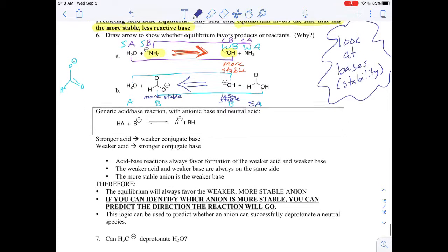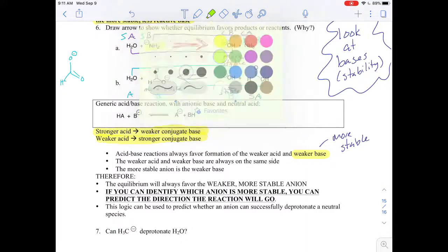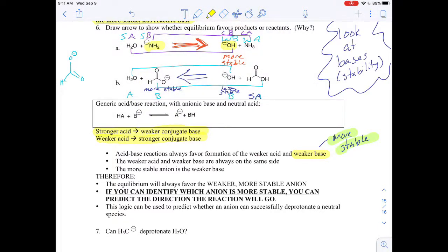Okay, so there's a lot being said here, but the stronger acid makes the weaker base. The weaker acid makes a stronger base. Got to know that. So what you always want to do is make the weaker base. The weaker base is more stable. Okay, that's where we're trying to head, and that really is the key. So if you can identify which anion is more stable, you can predict the direction the reaction will go.